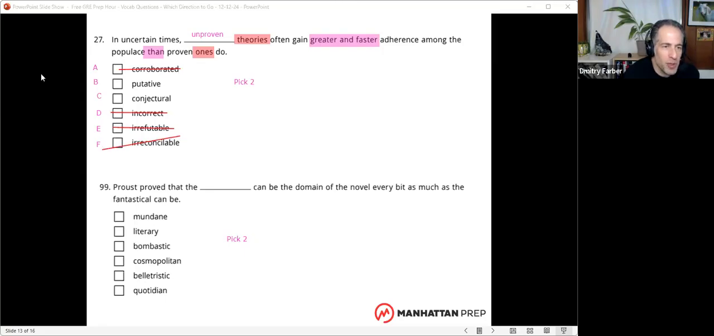Putative and conjectural both mean, hey, someone thinks it's true, it's the case, they're proposing it, it's their idea, it's their theory, not even theory, it's their hypothesis. But we don't know for sure.